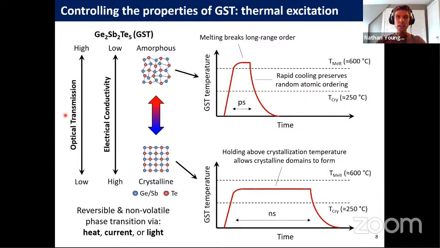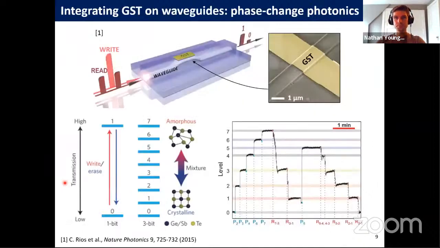This results in high optical absorption and high electrical conductivity, since we've transitioned from basically an insulator to a low band gap semiconductor. If we combine this with integrated photonics, we now have a powerful platform for storing optical data on chip. So to write data to GST, optical pulses can be sent to this to switch the state of the material between its amorphous and crystalline phases.